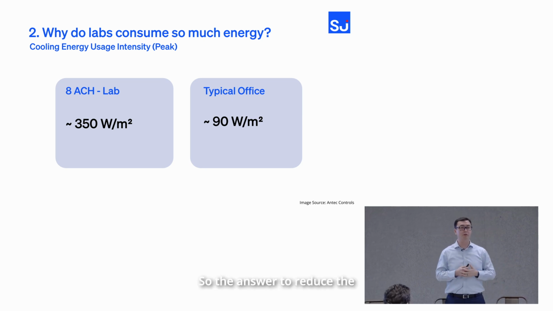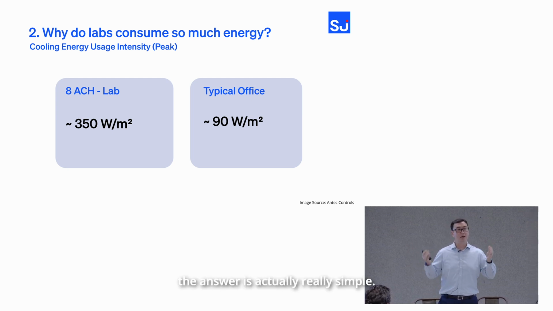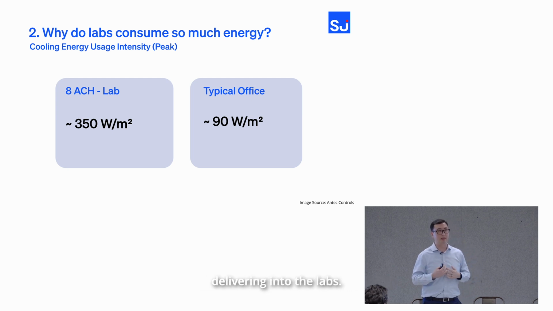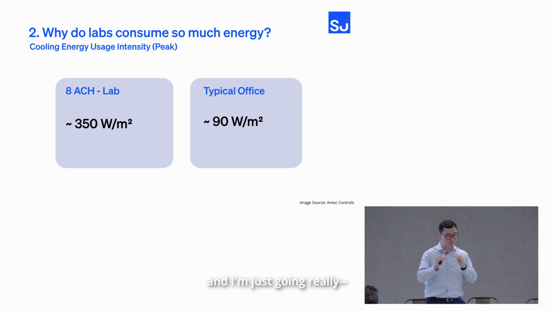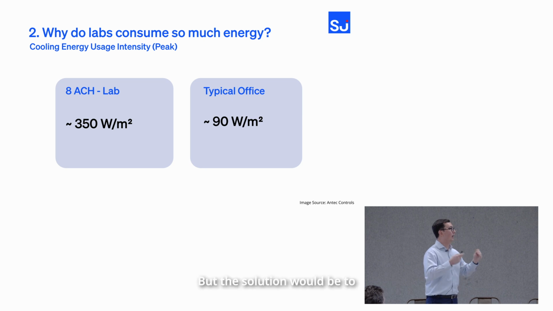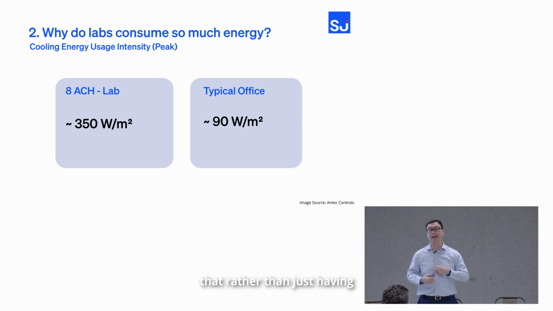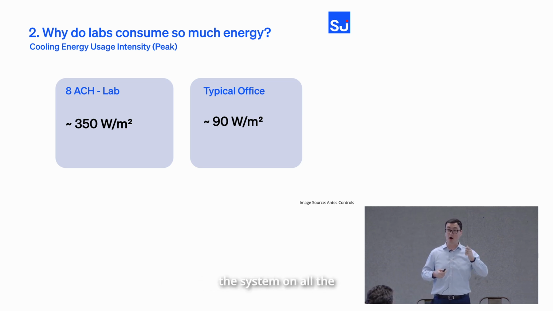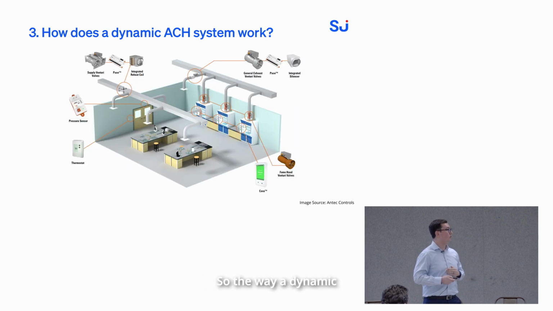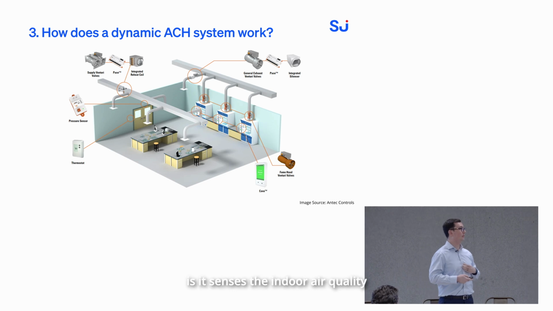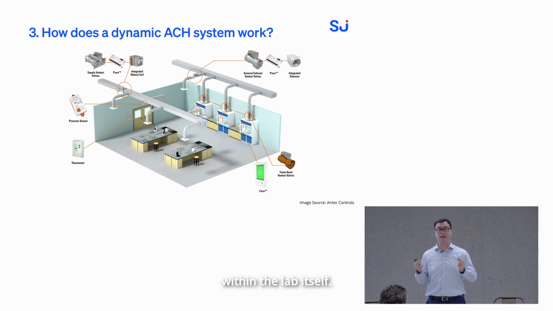So the answer to reduce the energy consumption is actually really simple. It's just, let's reduce the amount of air that we're delivering into the labs. I'm really simplifying the issue here, and I'm just going through the key points, but the solution would be to implement a dynamic air change system. So what Sarah said is that rather than just having the system on all the time, you have a system that responds to what's actually happening in the lab itself. So the way a dynamic air change system works is it senses the indoor air quality within the lab itself.